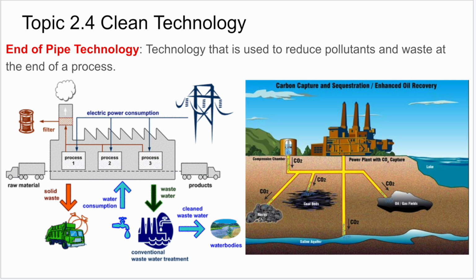End of pipe technology. So this is something that we want to think about also. What happens to our products after they are done? So this is an example of electrical consumption and things like carbon sequestration. So end of pipe technology is a technology that is used to reduce pollutants and waste at the end of a process. So for instance, CO2 being pumped into the ground so that it's not in the atmosphere.